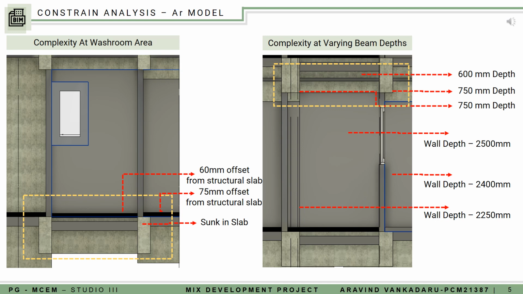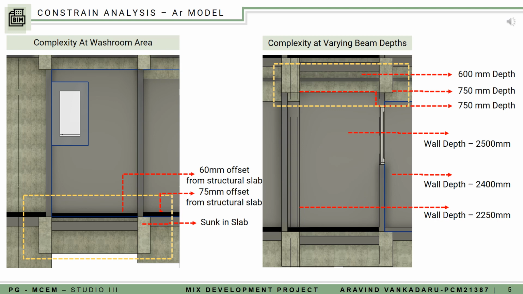During the architectural model development, I found several constraints. One constraint is the varying depth of floors. On the left side corner, you can see a sunken slab in the washroom area. There is a 6 mm offset for the structural slab, and at one place you can see a 75 mm offset. So there is a complexity here while modeling.